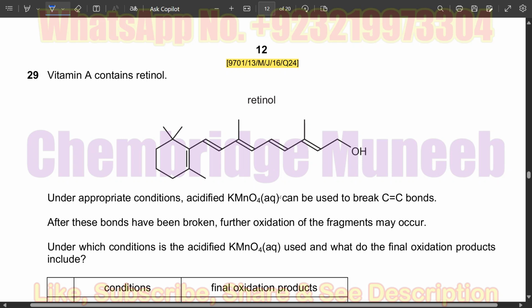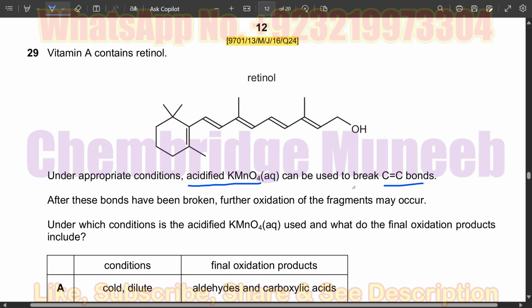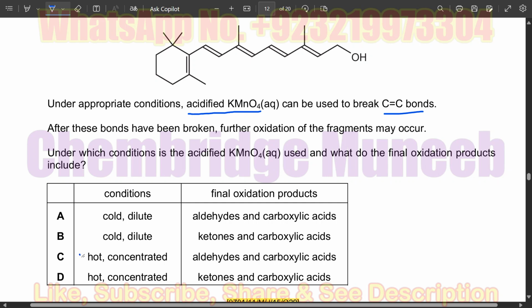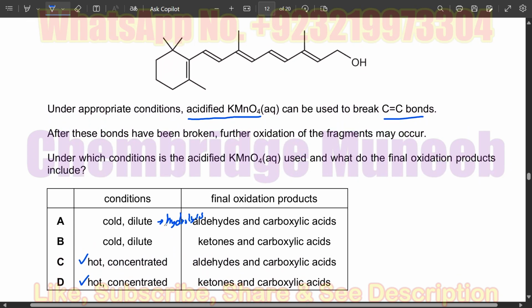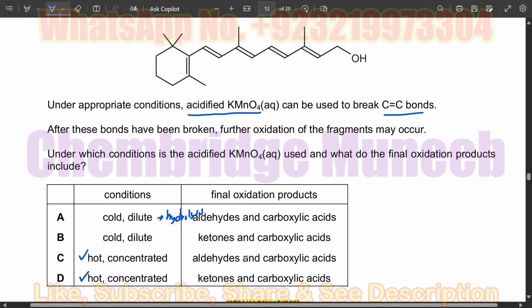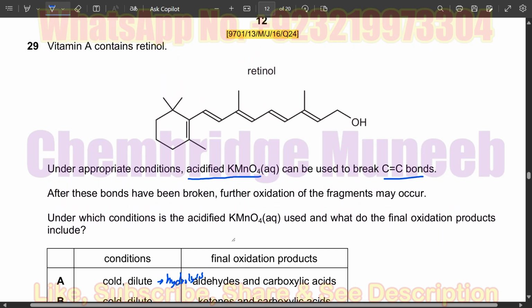So they have said that acidified KMnO4 is required to break the carbon-carbon double bond. So which conditions are required for this type of reaction? We know we require hot concentrated KMnO4 here. If we use cold dilute KMnO4, then it will give you the alcohols. But we are looking for the breaking of the bond. So options C and D are correct. But which product will be formed as a result of this reaction?